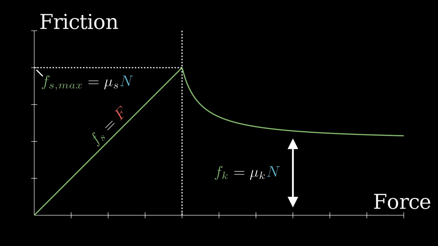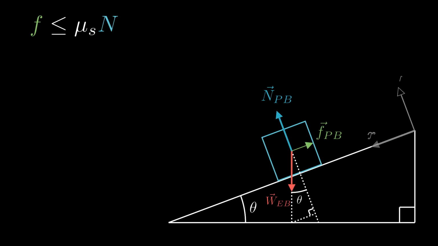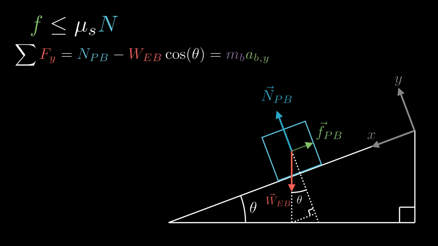So in order to figure out which one we're working with, we'll have to solve for the normal force. In this case, it's easier to use slanted axes. Summing up the forces in the y direction, we get the normal force minus the y component of the weight force, which is equal to WEB times the cosine of theta.